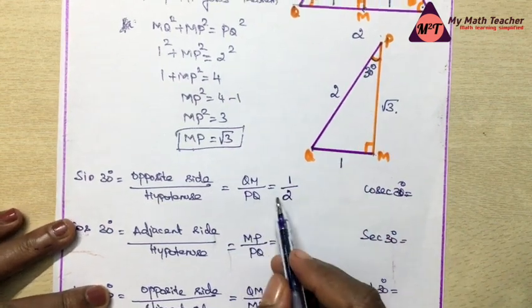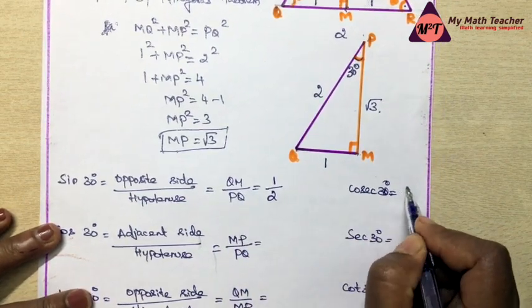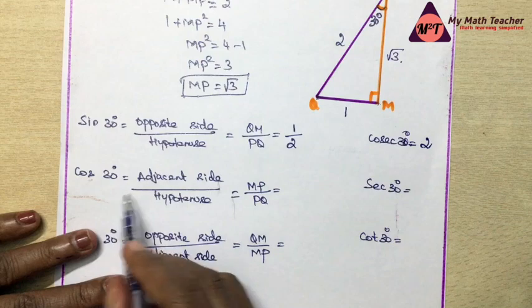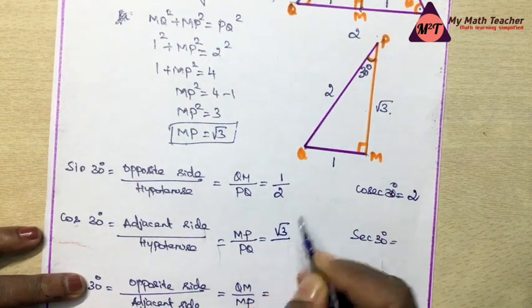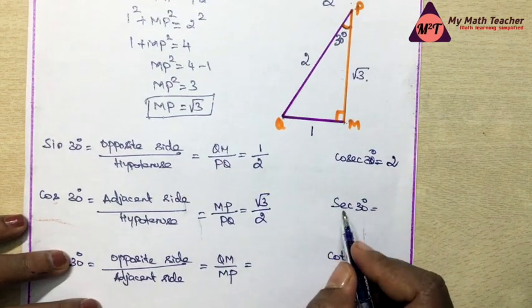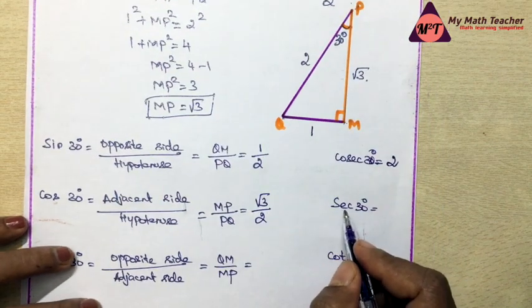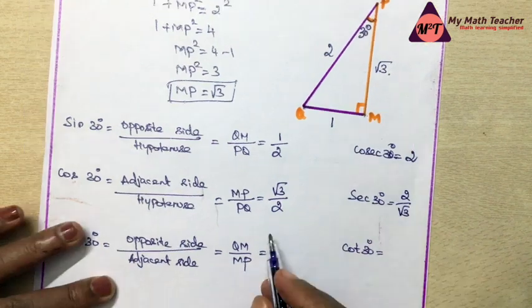Now what will be the reciprocal of sine theta? That is cosecant theta, which will be 2 by 1, which is 2. Okay. Now cos theta is adjacent side root 3 by hypotenuse 2. The reciprocal, secant theta, is the reciprocal of cos, which will be 2 by root 3, reversed.